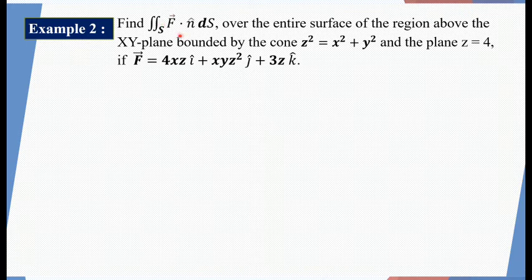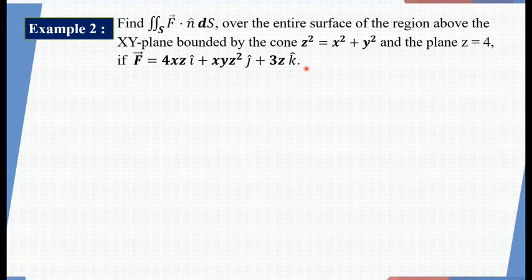So example 2, find double integral S vector f dot n cap ds over the entire surface of the region above the xy plane bounded by the cone z square is equal to x square plus y square and the plane z equals to 4. So the initial for the plane is z equals to 0. If vector f is equal to 4xz i cap plus xyz square j cap plus 3z k cap.